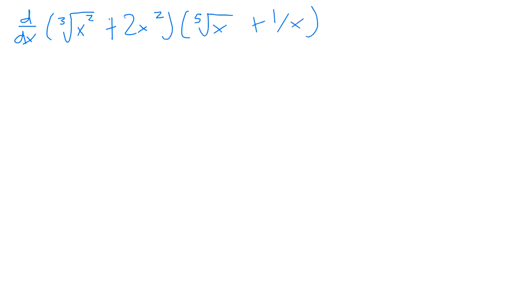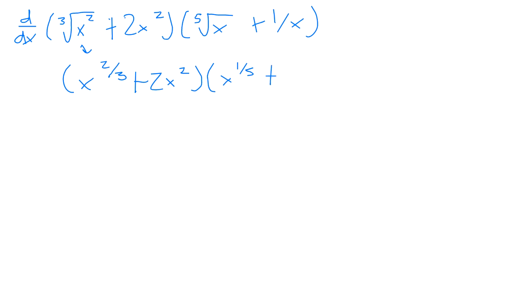All right, so we have this set up. Now let's see if we can clean this up a little bit and rewrite it so we can get a better idea, in case we need to use the power rule in this. So now let's think of this. The cube root of x squared is actually going to be equal to x to the 2/3. And then our 2x squared can stay the same. The fifth root of x can be written as x to the 1/5.